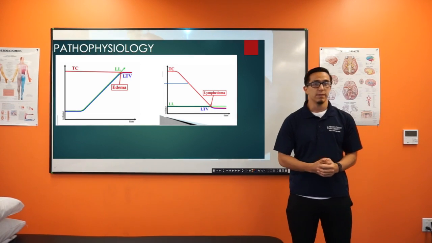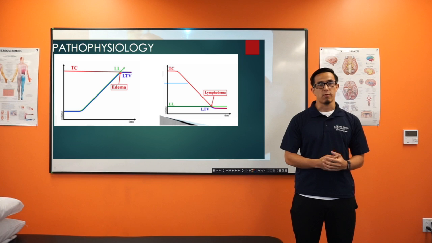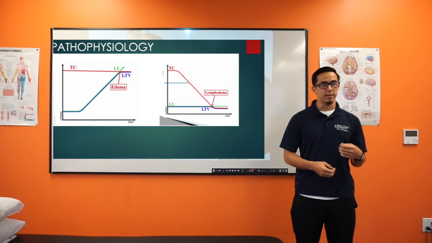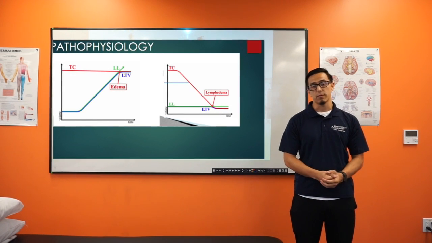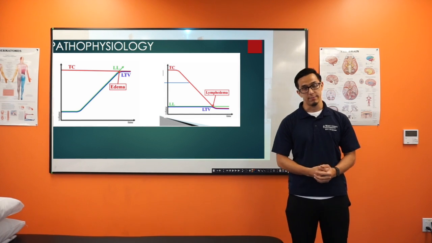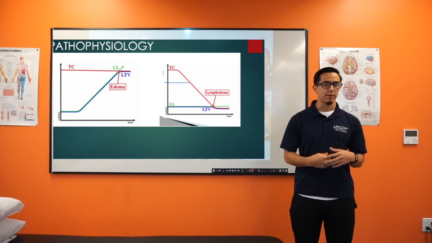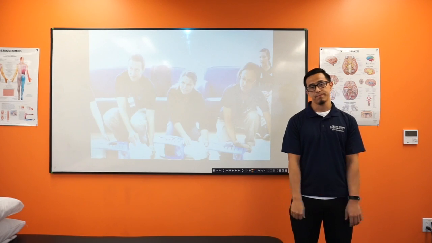So when we're talking about lymphedema, there's primary and secondary. Primary can be present at birth, or it can develop over time for no obvious reason, or it can be secondary, where it's a result of some kind of trauma like surgery or cancer.